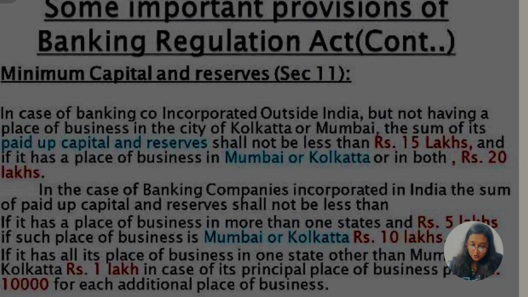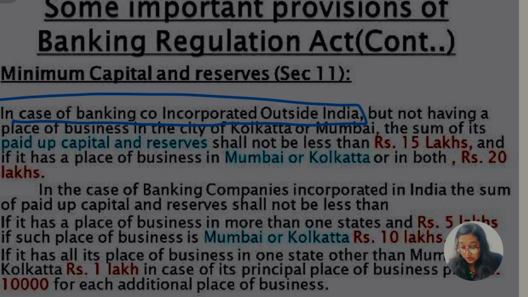Okay, so let me give an idea what is the meaning of minimum capital and reserve that every banking company has to maintain. But there are some cases. So the first case says that if the banking company is incorporated outside India, but not having a place of business in the city of Kolkata or Mumbai. First of all, the banking company is incorporated outside, not here. It is incorporated outside India, and they are not having any place of business in Kolkata and Mumbai.